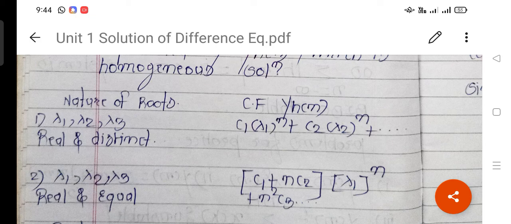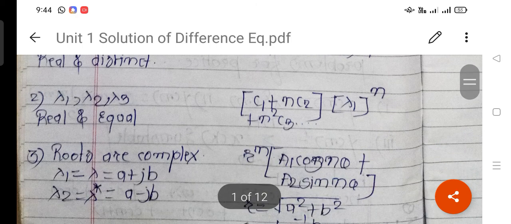plus and so on. Now the second type of roots are lambda 1, lambda 2, lambda 3 that is real and equal. So for this case, what will the CF be? (C1 plus n C2 plus n square C3) lambda 1 to the power n.